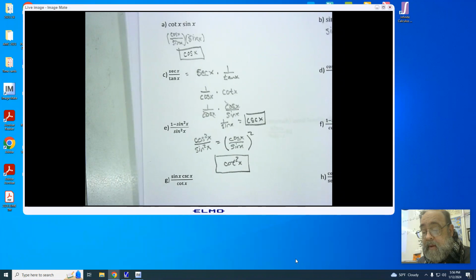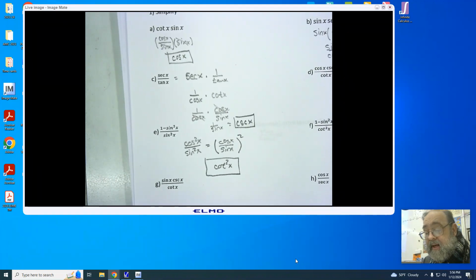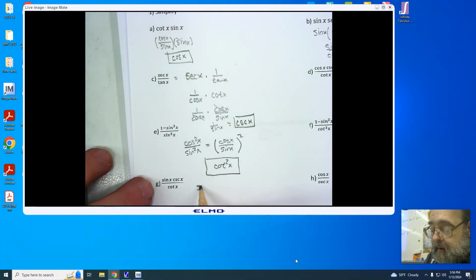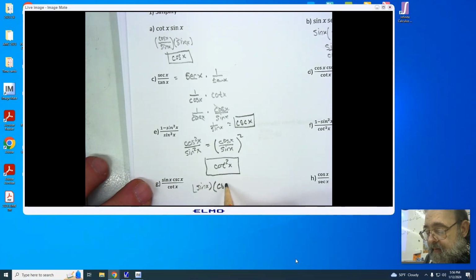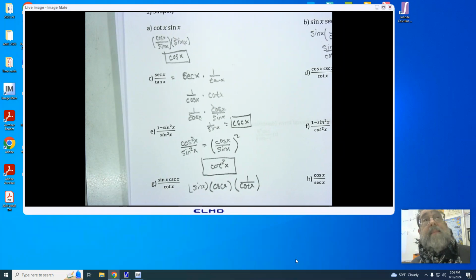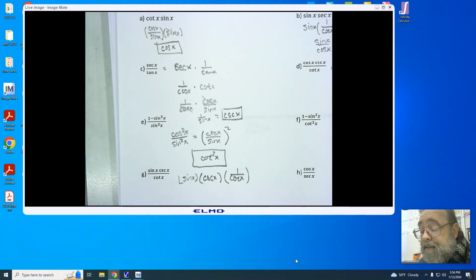G. Sine x times the cosecant of x divided by the cotangent of x. Once again, let's break it up. Sine of x, cosecant of x, cotangent, 1 over the cotangent of x. Watch out there. Almost made a little mistake. We didn't want that. Now, we're now going to simplify this.